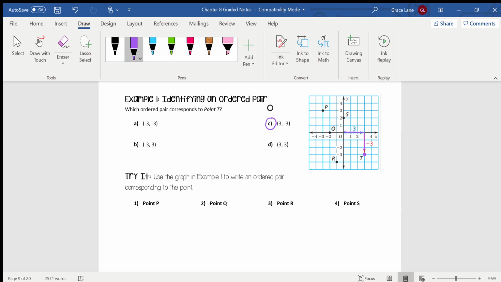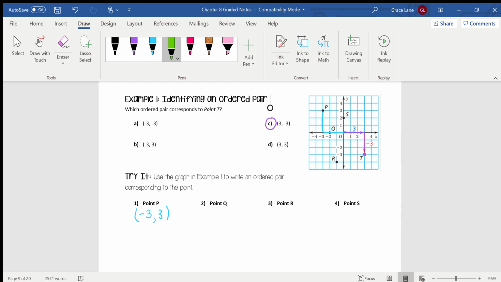That's the ordered pair. For the try-it questions, it says use the graph in example 1 to write an ordered pair corresponding to the point. The first one, point P: go over first. Point P is over at -3, so the first number is -3. And we went up 3. This is where you can pause to try these on your own and then come back and check.